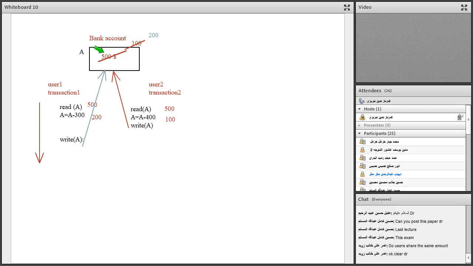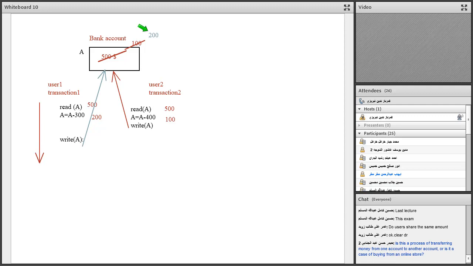You know what happened? We had 500, we take 300 and 400, equal 700. We take $700 from $500 and still we have $200. This happened because we don't have any management of the concurrent run of these transactions. The transactions are running in parallel or concurrently and there is no control of this.